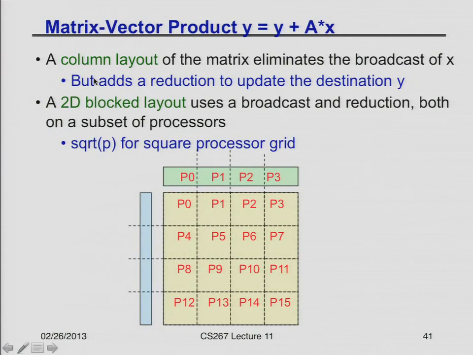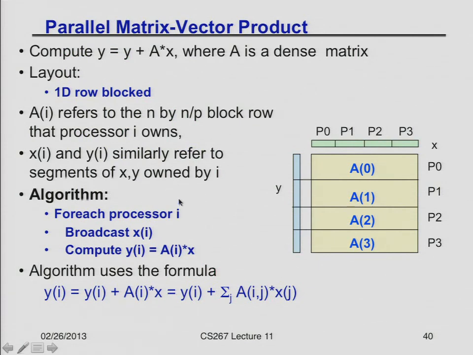I could also do it with a column layout. And in that case, I wouldn't. So here I have this communication. Where's all the communication? I have to broadcast x. That's the only communication I have to do because I already own all of the matrix that I need. And my piece of y that I have to update is local. So that's all the communication.